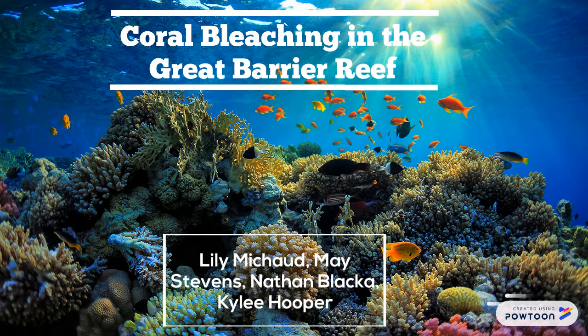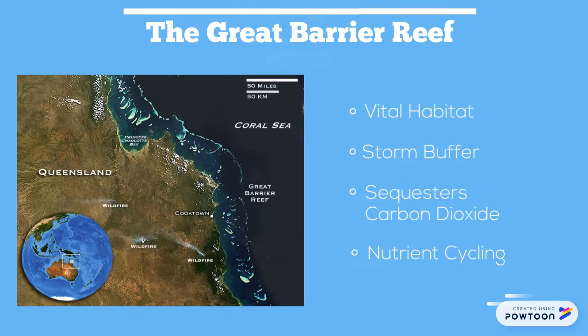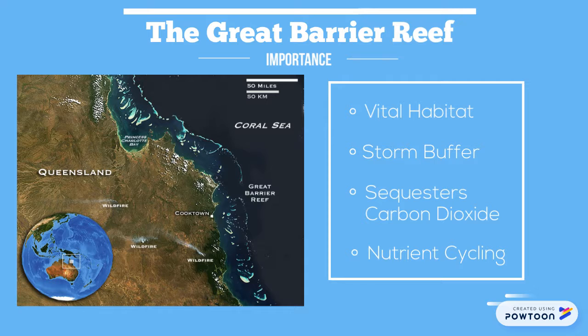Coral bleaching in the Great Barrier Reef. The Great Barrier Reef, located off the northeastern coast of Australia, is the most extensive coral reef in the world. The reef fosters aquatic life, serves as a buffer from storms, sequesters excess carbon dioxide, and plays a vital role in oceanic nutrient cycling.